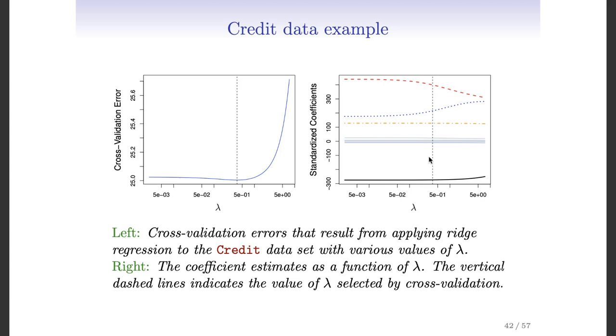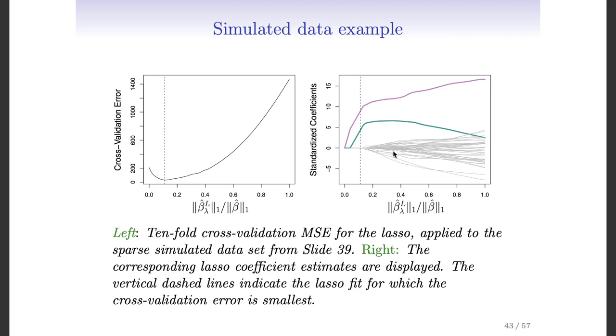Okay, let's see what happens for the lasso. This is another data set. This is a sparse simulated data set, meaning that there are just a few predictors that are actually included in the true model. So most predictors are not relevant, and a good method should be able to recognize this fact. And here we have the plots. Here we have plotted everything using as x-axis the ratio between the L1 norm of the lasso estimate and the L1 norm of the standard least squares estimate.